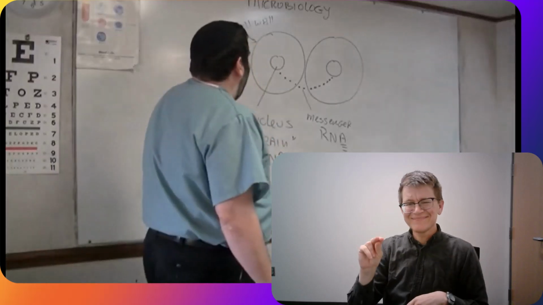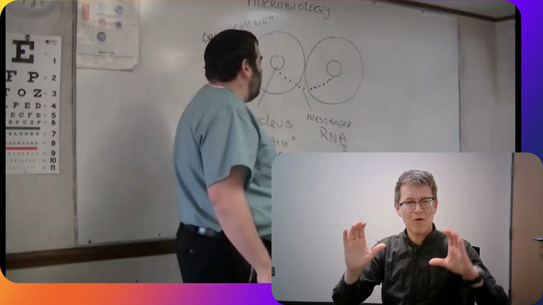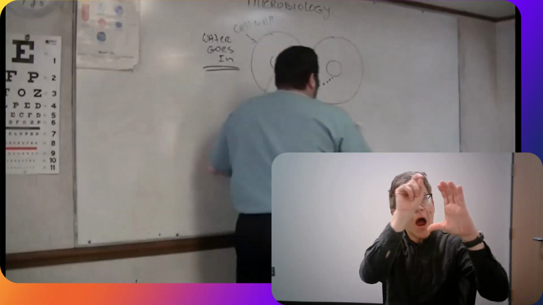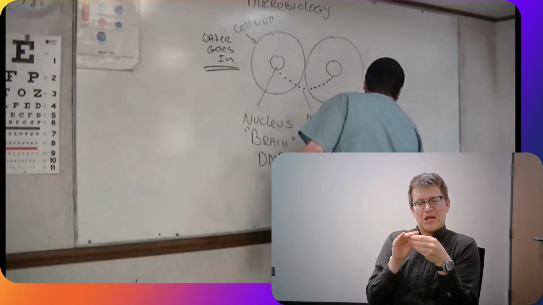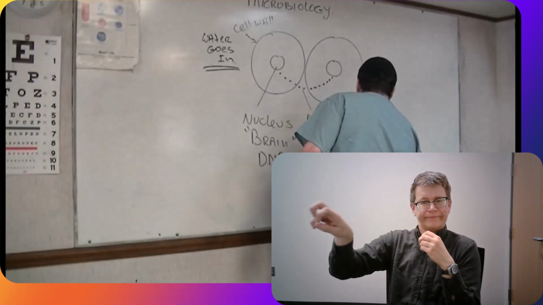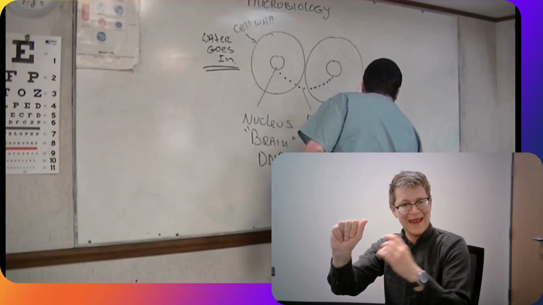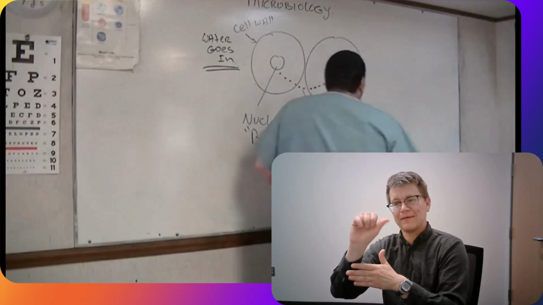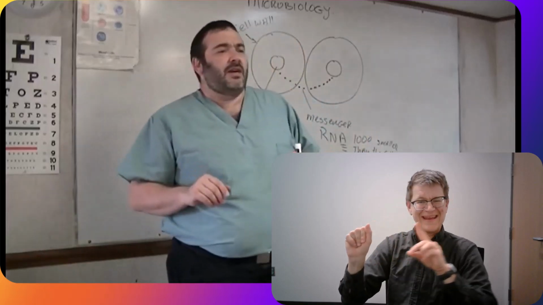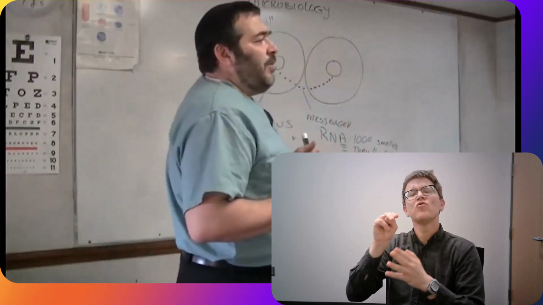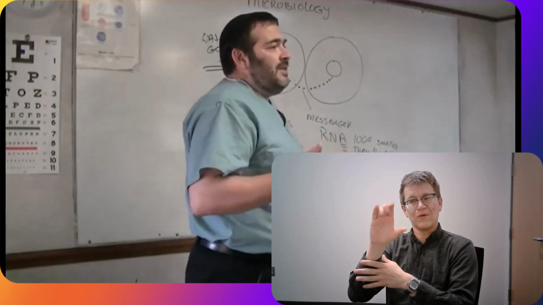Okay? Now, that's the RNA, that's the messenger. RNA is about 1,000 times smaller than the cell. Now, let me stop right over here. All right, and I'm going to ask a question. Why am I talking about the cell?